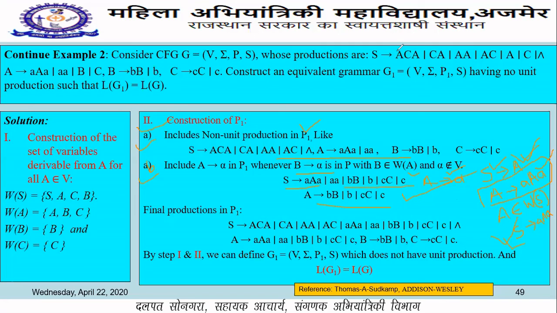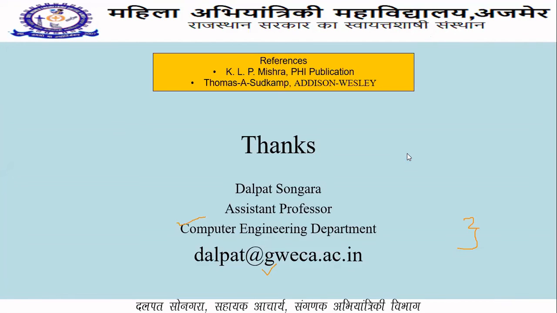So finally, the whole set of productions in the simplified set of production P1 is given like this. And so by step first and second we define a simplified grammar G1, and the language of G1 is equal to the language of G.